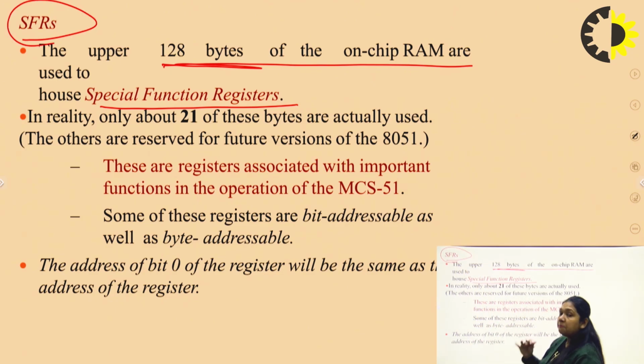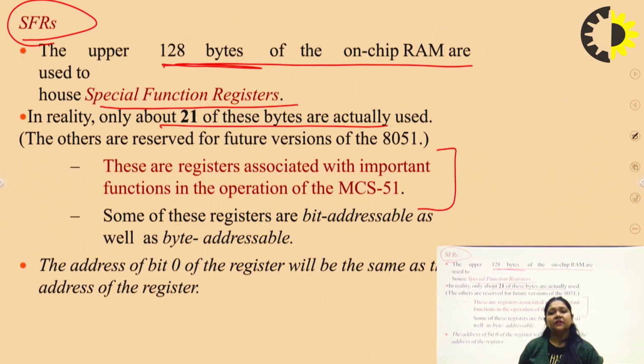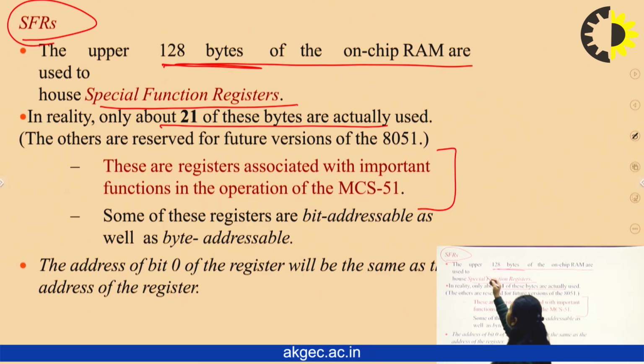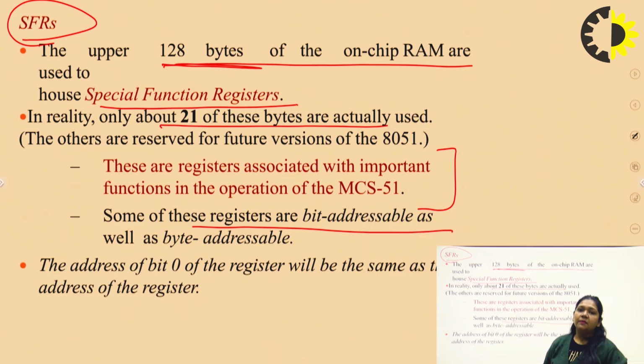This upper 128 bytes is called the SFRs, and we have 21 of them. We have 21 SFRs, and all the registers here which are associated with microcontroller 8051 have a special function individually. That is why they are put under this category of special function registers, and some of these registers are bit addressable and some are byte addressable.